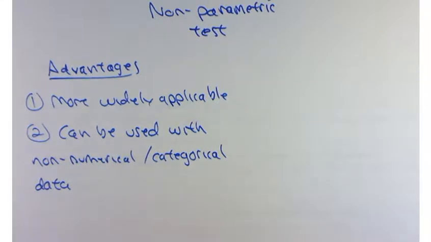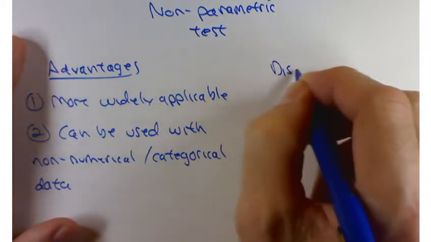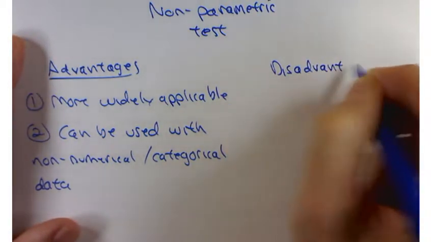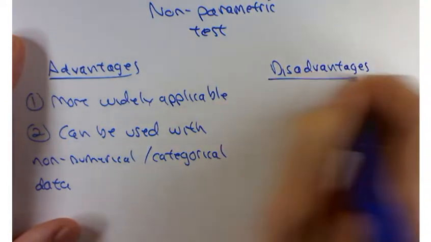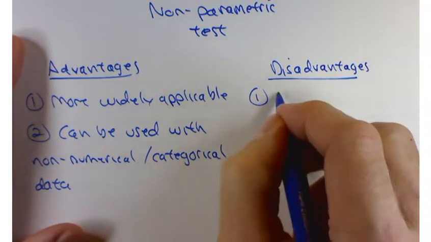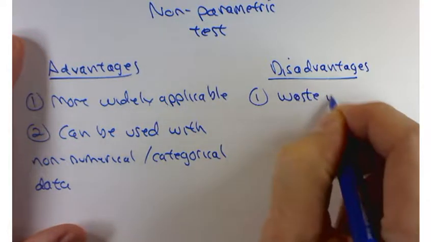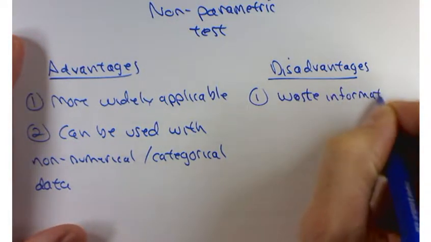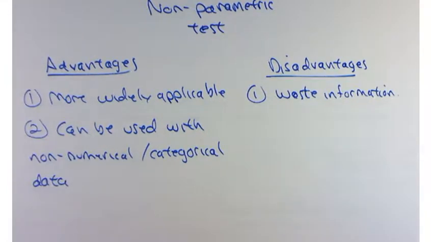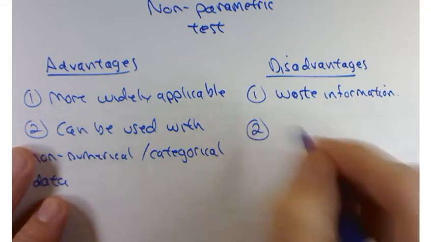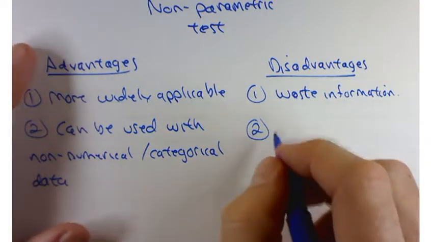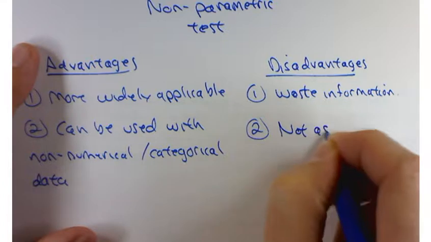But there are some disadvantages. A lot of times it'll waste information. Instead of using just the value, you might just use its rank. Instead of using, again, the value, you might just use whether it's positive or negative. So you're throwing out a lot of information. And something else that I'll have to define in a minute is that it's not as efficient.